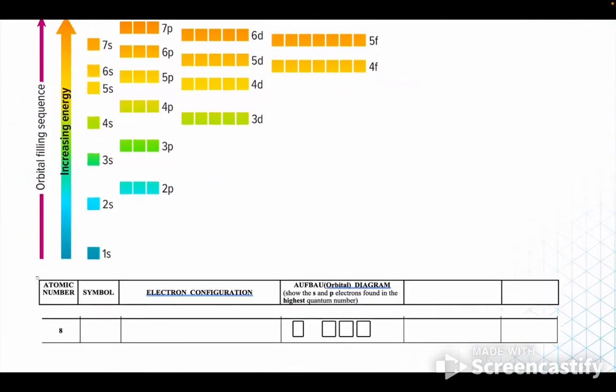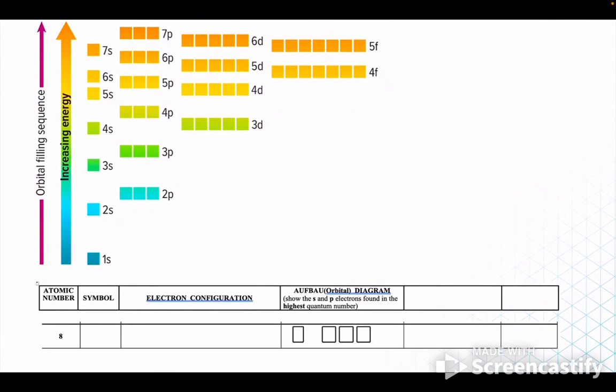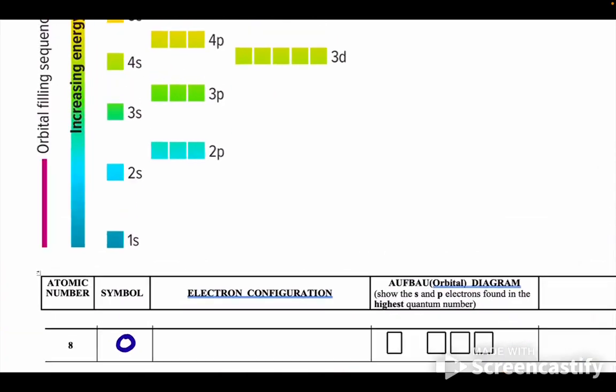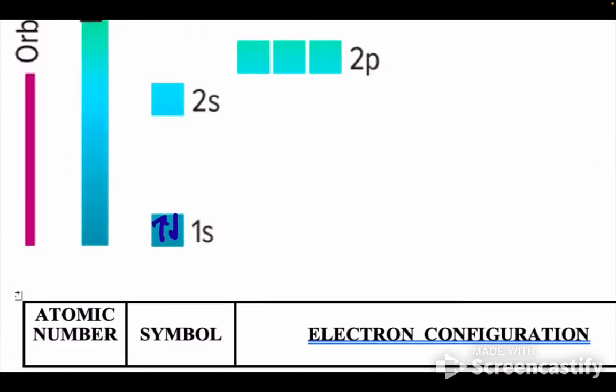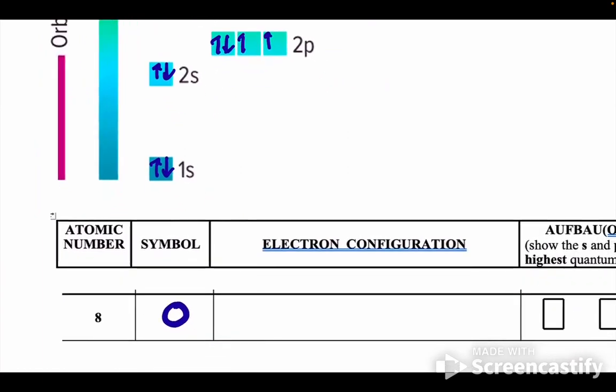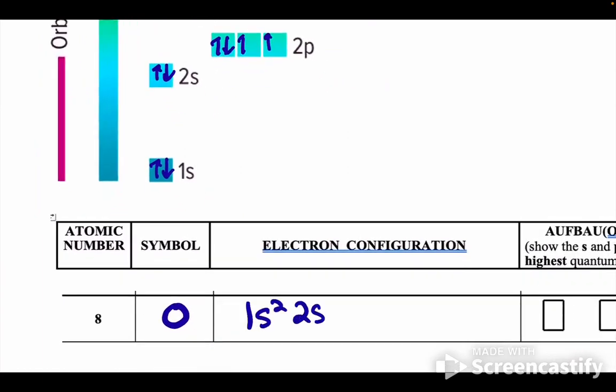So let's do one of these that's on your worksheet, atomic number 8. So we would look on the periodic table and find that that's oxygen. So we need to place those 8 electrons. So I'm going to use this diagram. So there's 2, 3, 4, 5, 6, 7, 8. So when I write the electron configuration, I'm going to write that as 1s2, 2s2, 2p4.